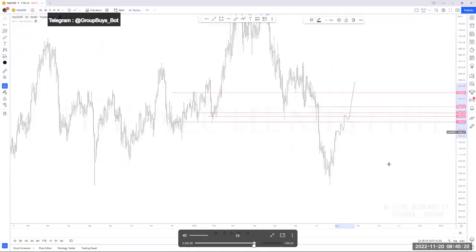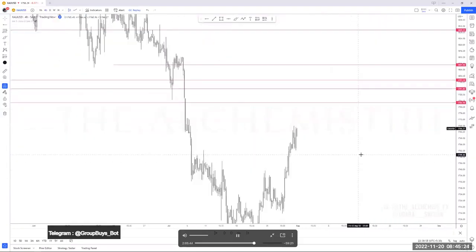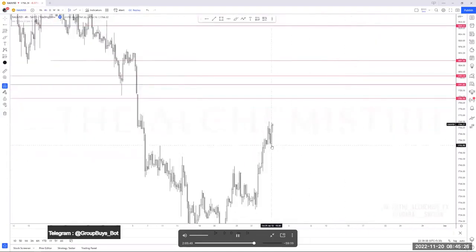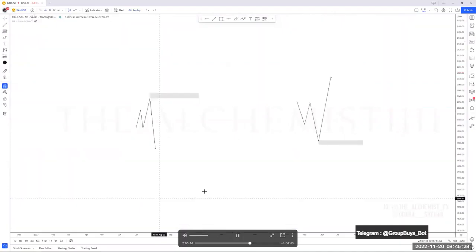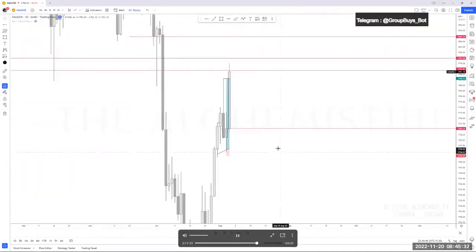Go to the 4-hour, see what the 4-hour has to offer. On the 4-hour, of course, now we have a breakout structure. Can you see it? Right?